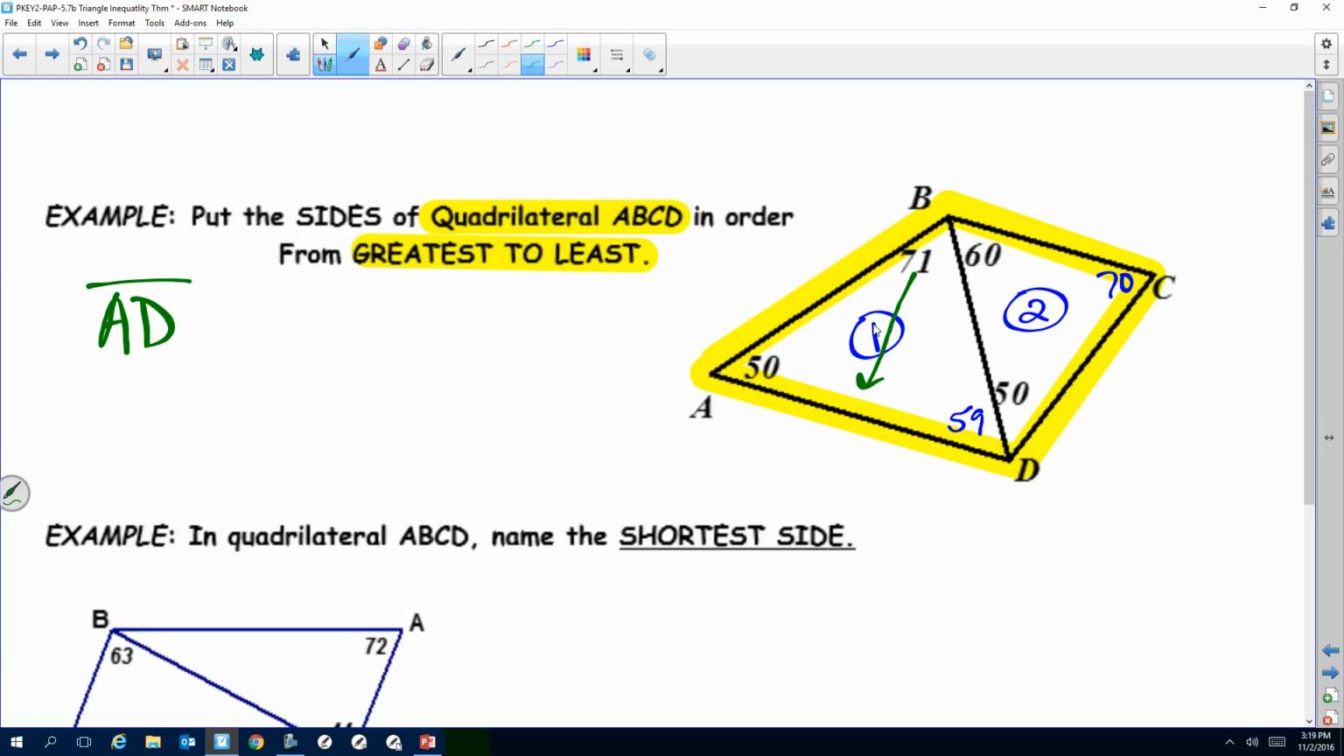Now, here's where we're going to see basically a contradiction. What is the next largest number? 70, right? Okay, yes, 70 and 50. What happens with 70 and 50? They're both pointing to the same side.